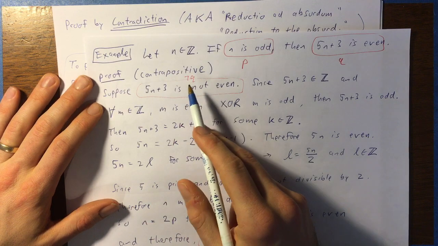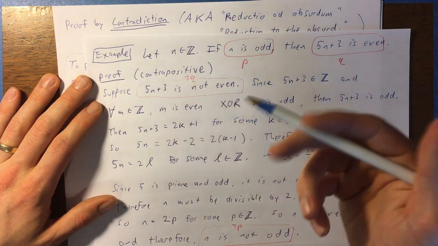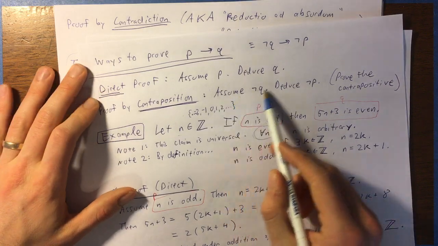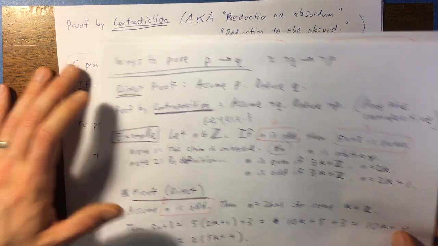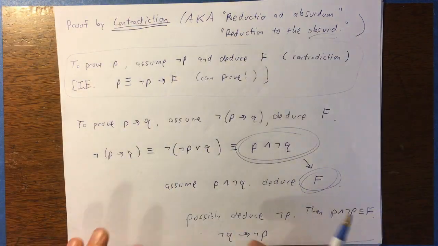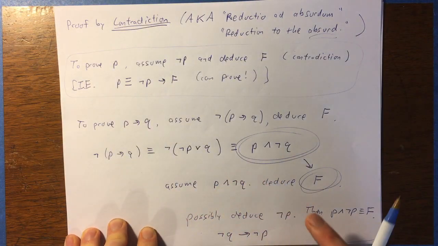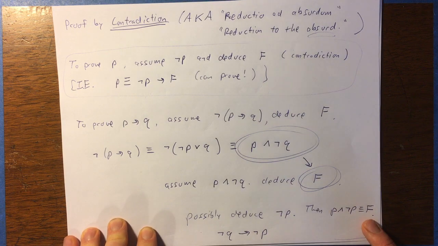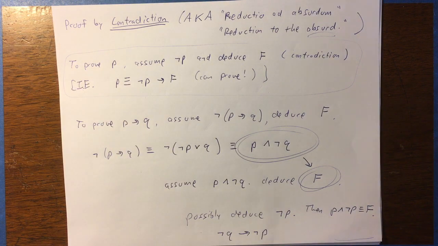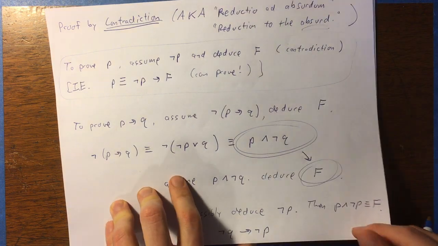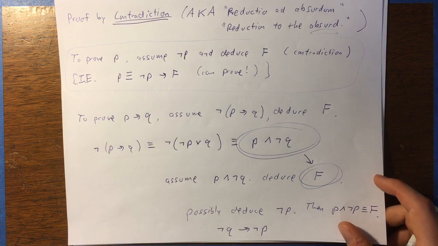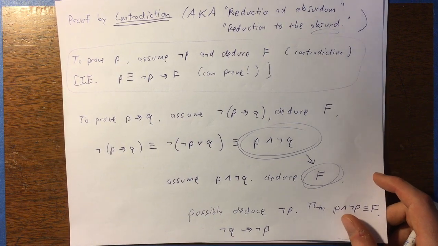In a way, this proof by contrapositive, where I first wrote it down here, where you assume not Q and deduce not P, you could think of that as an example of assuming P and not Q and then deducing not P, which serves as a contradiction. So it's kind of like a type of proof by contradiction. That doesn't mean that it's exactly the same, but it's similar. So in the next video, I'm going to go ahead and show you an example of proving another theorem using this strategy.